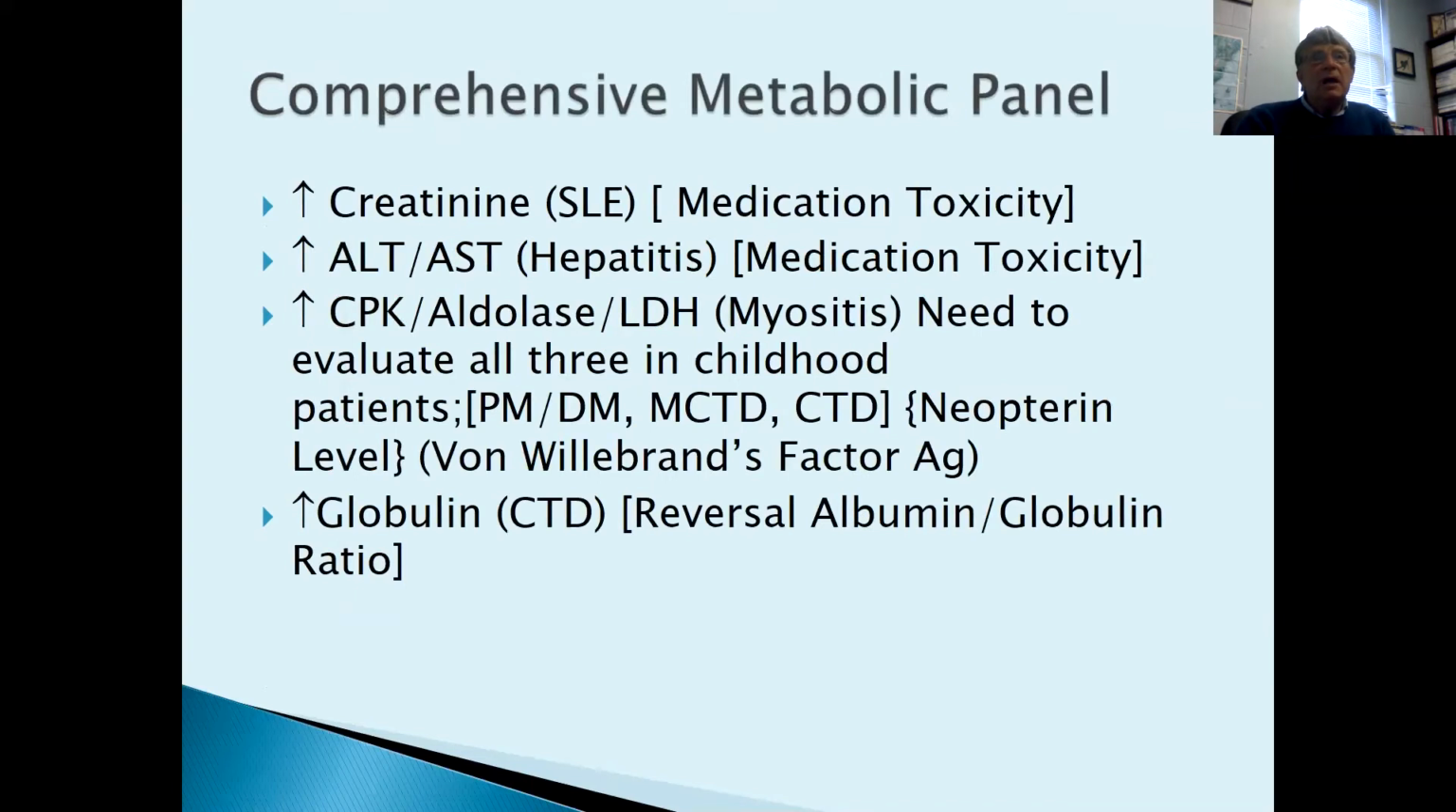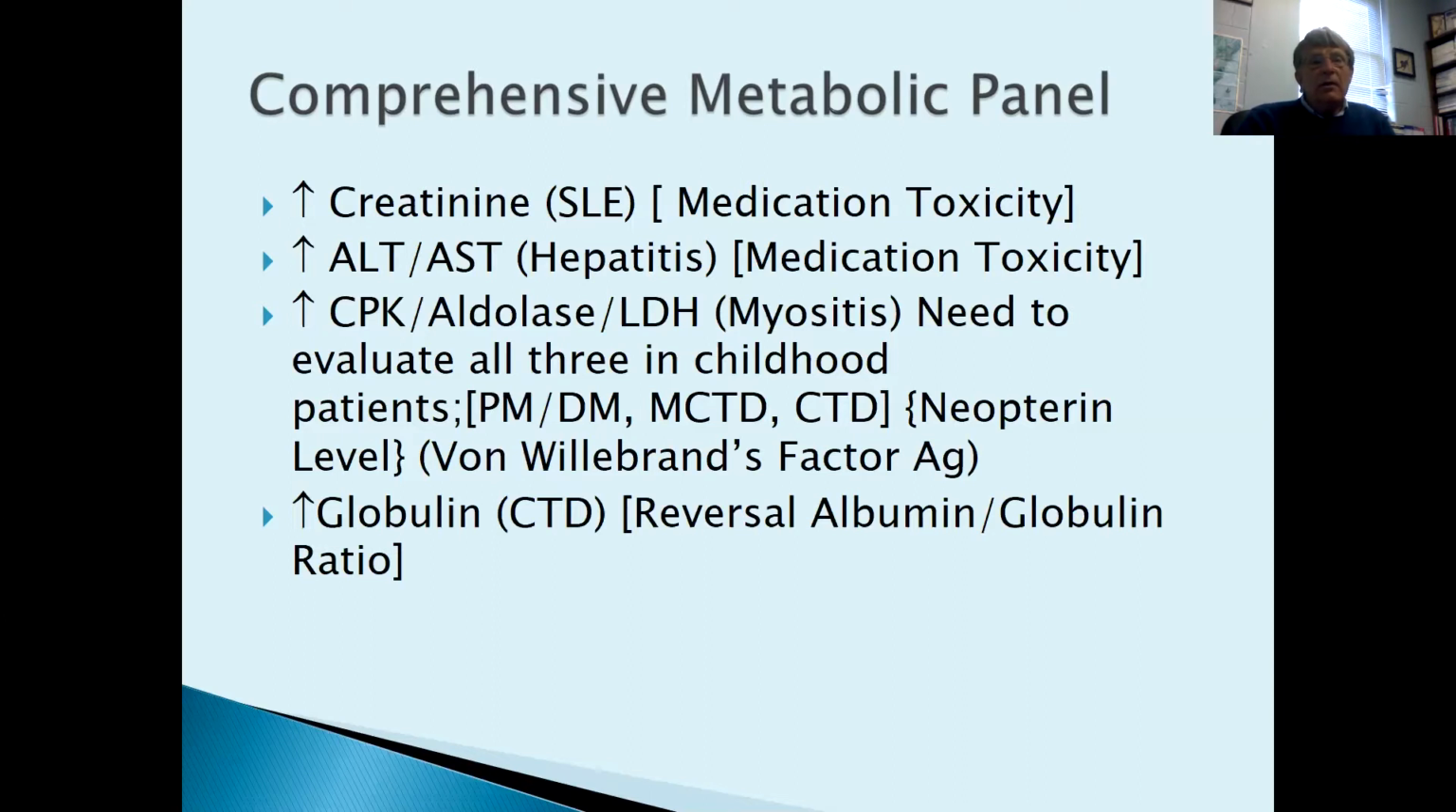The comprehensive metabolic panel is fairly obvious: increased creatinine showing renal disease and lupus, liver enzyme abnormalities for hepatitis or medication toxicity. We always want to measure all three muscle enzymes, CPK, aldolase, LDH. In adult patients with myositis, most are all elevated, but in children, one of the three may be. We may also want to evaluate macrophage function in these patients with myositis with neopterin and von Willebrand's factor antigen levels.